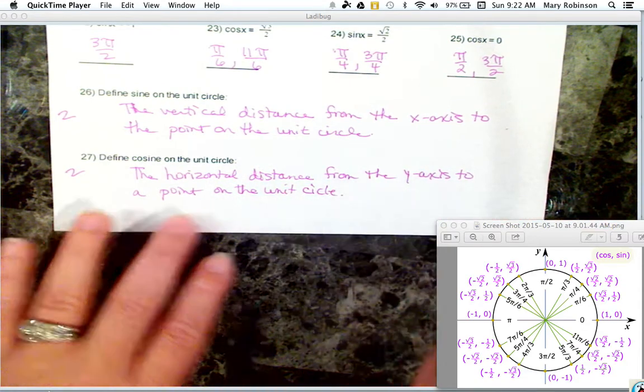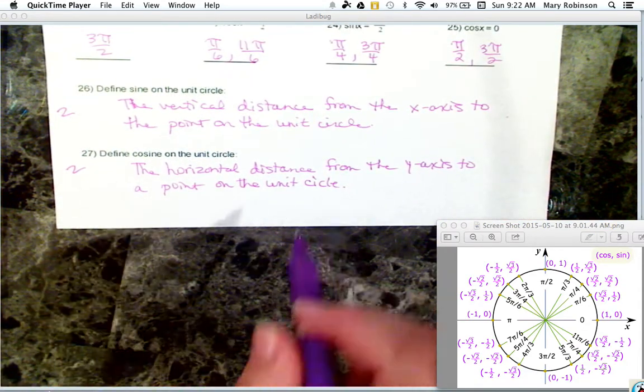Please make sure you can write a complete sentence, meaning it starts with a capital letter and it ends with a period.